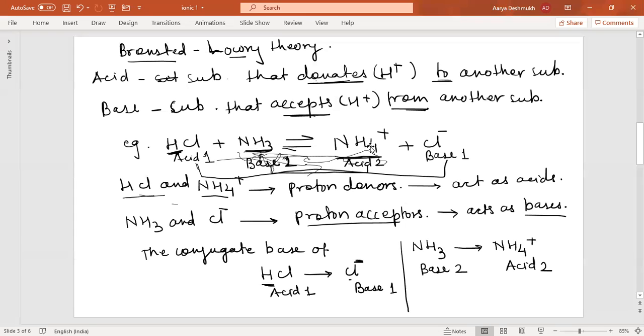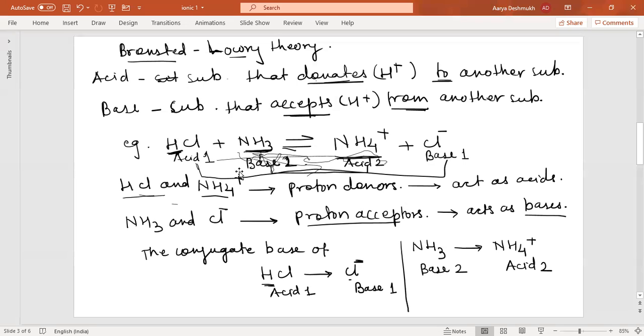Means the ions which are formed on the right hand side, you will have to correlate with the species we wrote on the left hand side of the reaction. So those will be the conjugate acid-base pairs. So HCl and Cl minus is a conjugate acid-base pair, and NH3 and NH4 plus are also a conjugate acid-base pair. One of them would be a base and another would be an acid. So we'll have to decide by looking at the reaction.